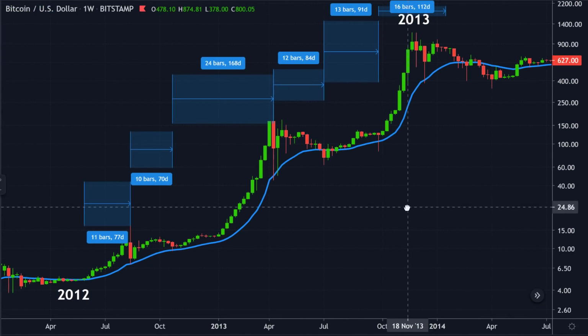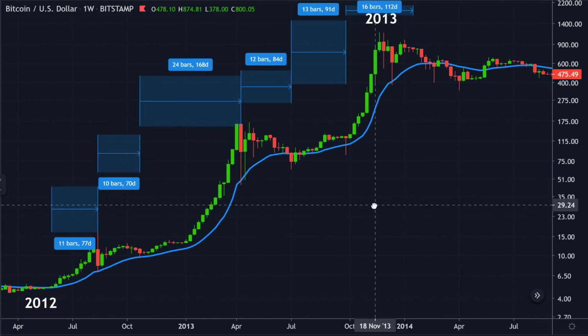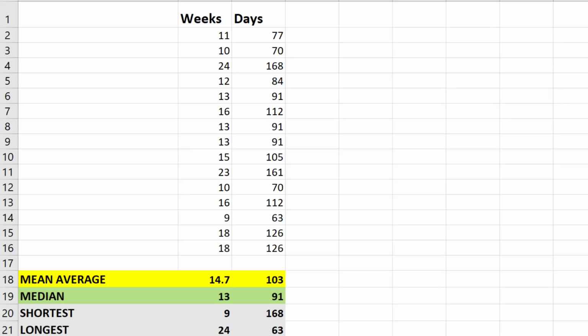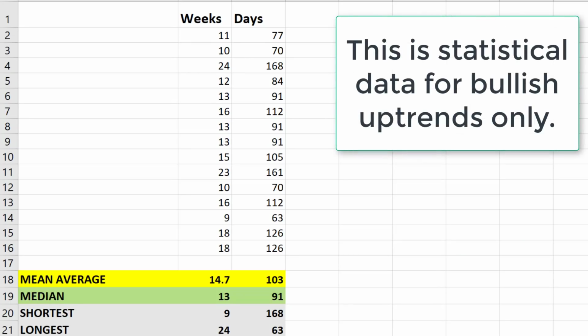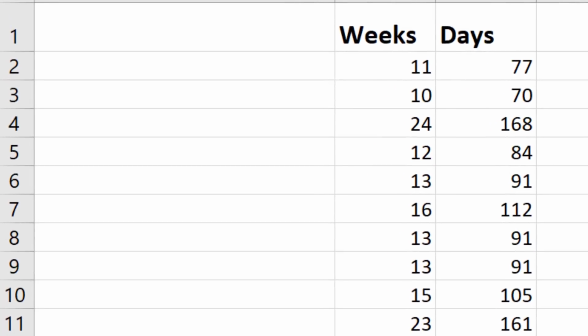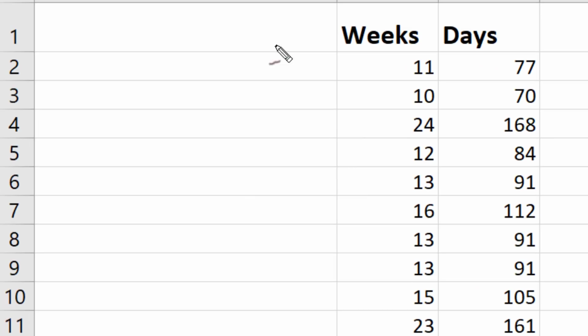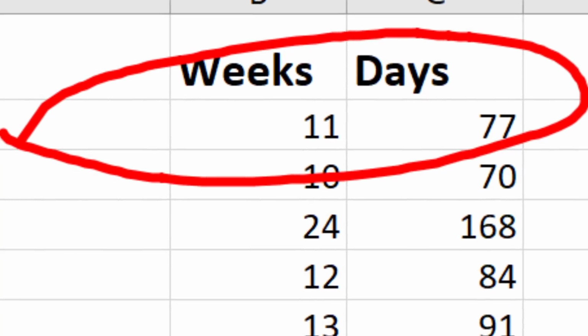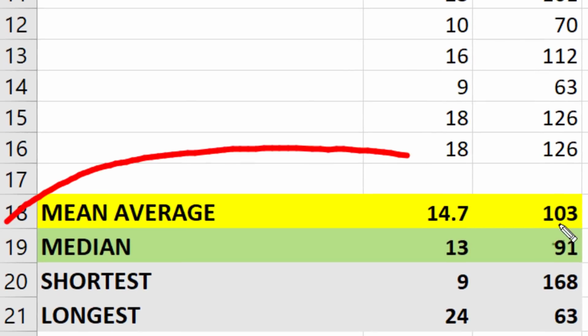Now, what I've done is I plugged these numbers, these durations, into a spreadsheet for you. So if you, like me, are into statistics and data analysis, you'll probably like this. I've plugged these durations in time, for weeks and days, into the spreadsheet. And here we have some numbers for you: the mean average, the median, and the shortest and longest.